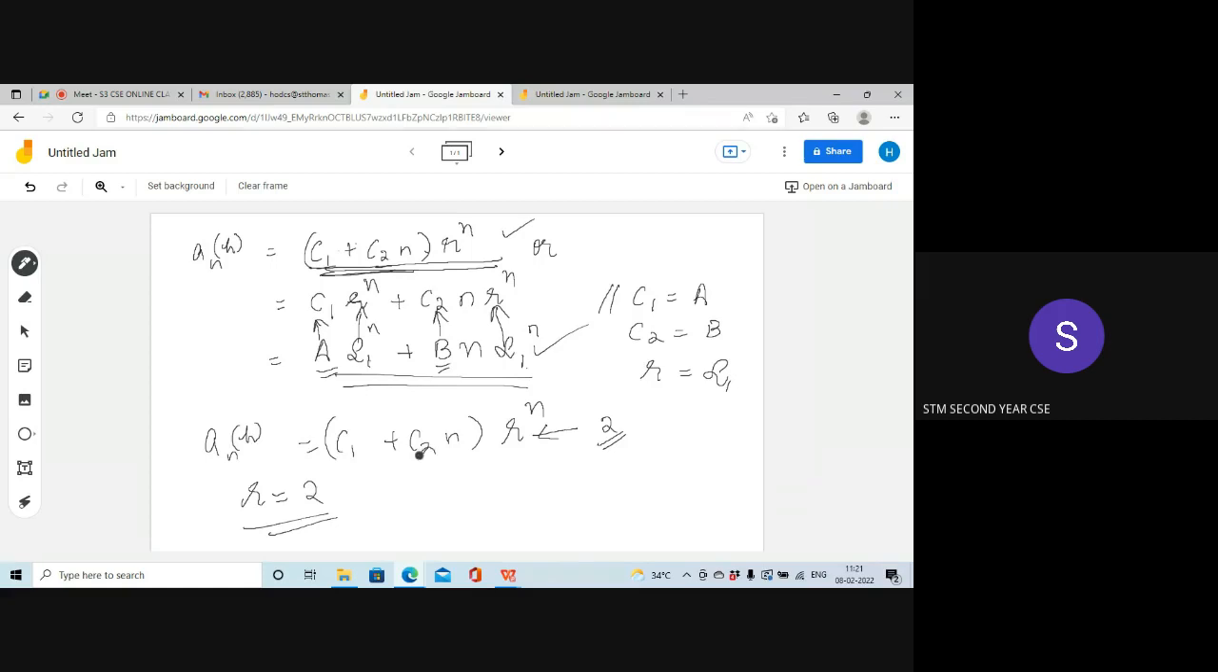Now we have two constant terms C1 and C2, so we have to find them. How will we find out C1 and C2? Yes, given the initial condition, you have found out C1 to be 1. Very good.